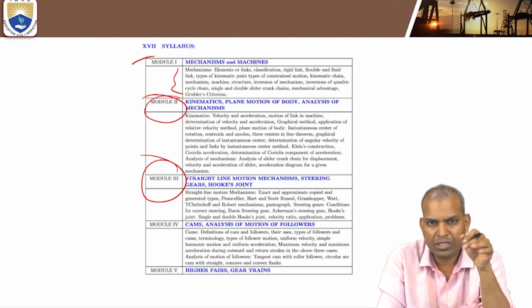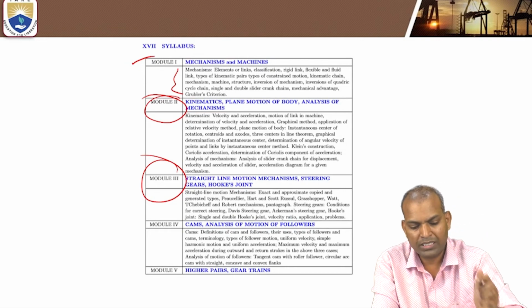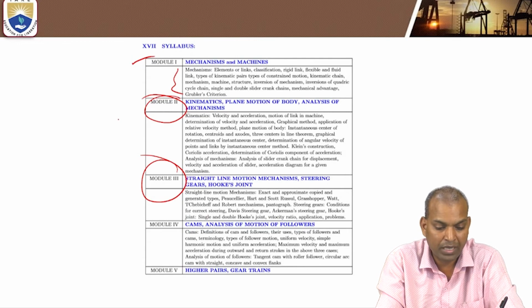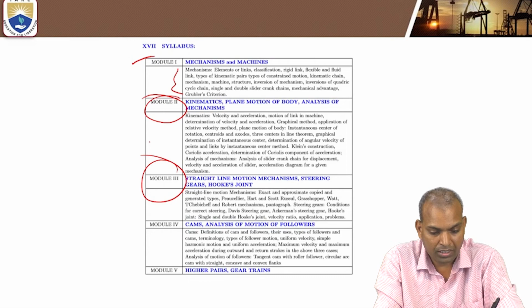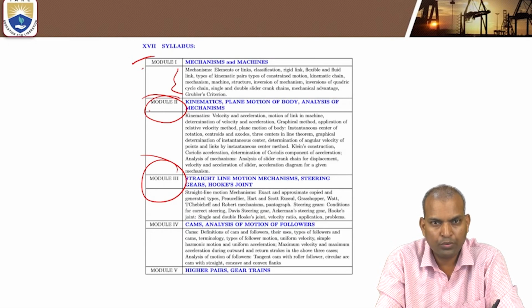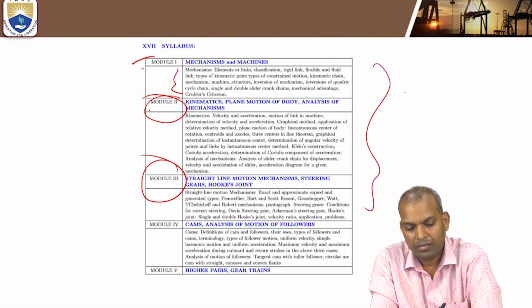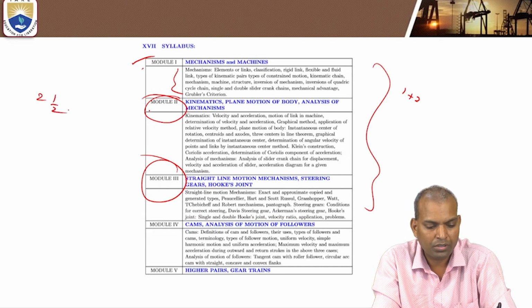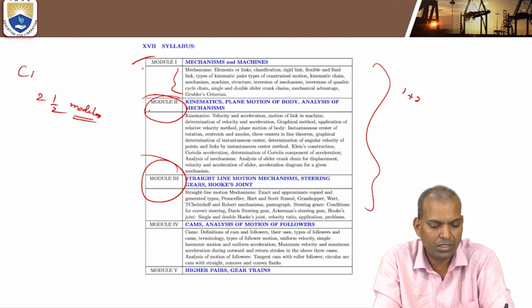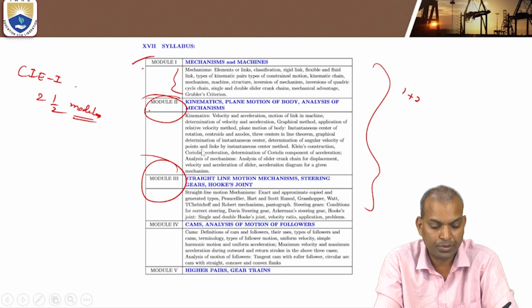These straight line motion mechanisms again have 2 categories: one is exact straight line motion mechanism, another one is approximate straight line motion mechanism. Now here, module 1, module 2 plus half portion of module 3, that is 2.5 modules of syllabus, goes to CIE1, continuous internal evaluation test 1. The student has to prepare.